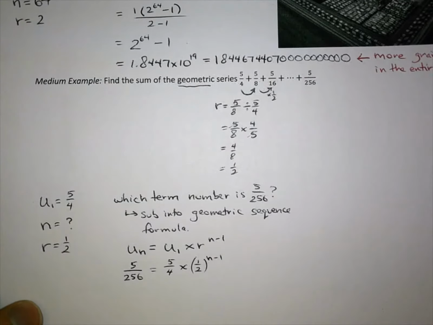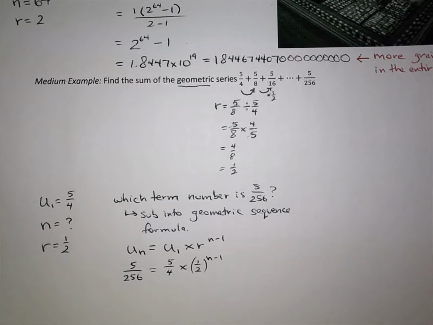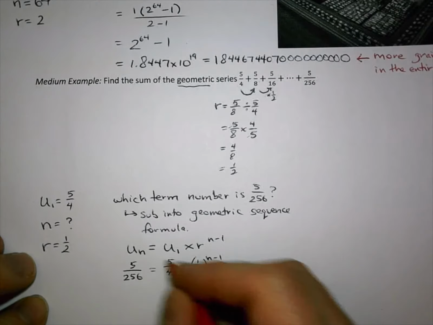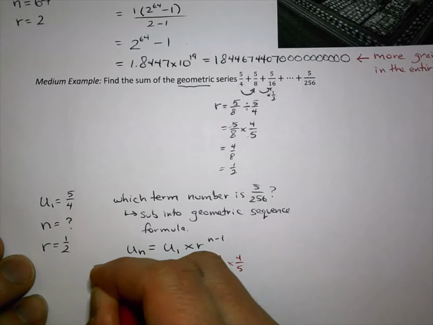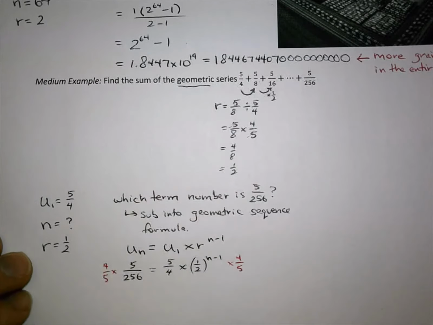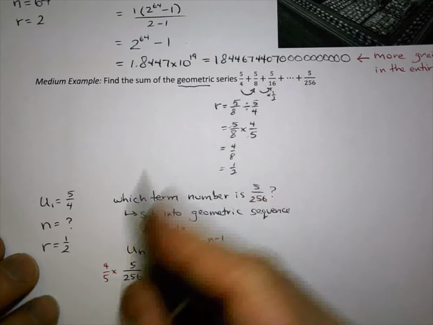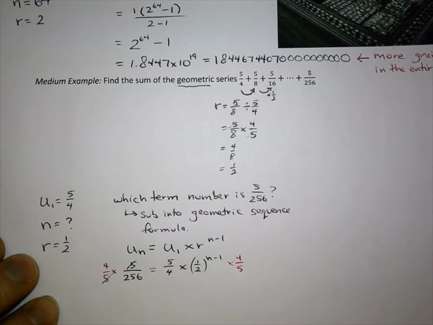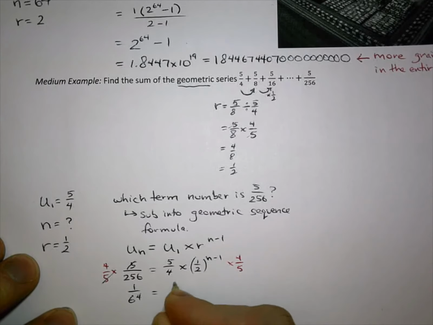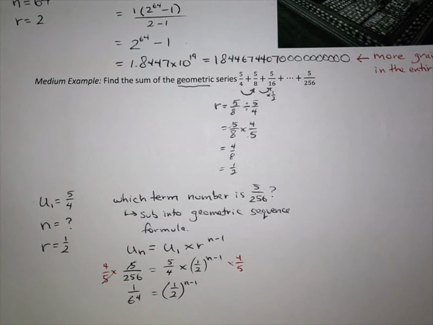So now I need to solve. Okay, so let's see if I can solve for n here. Not so bad. First I want to get rid of the 5 over 4, so I'm going to multiply by 4 over 5, both sides. These cancel out, and 256 divided by 4 gives me 64. So I end up with 1 over 64 is equal to 1 over 2 to the power of n minus 1. Okay, so now you have 1 over 64 is equal to half to the power of n minus 1.